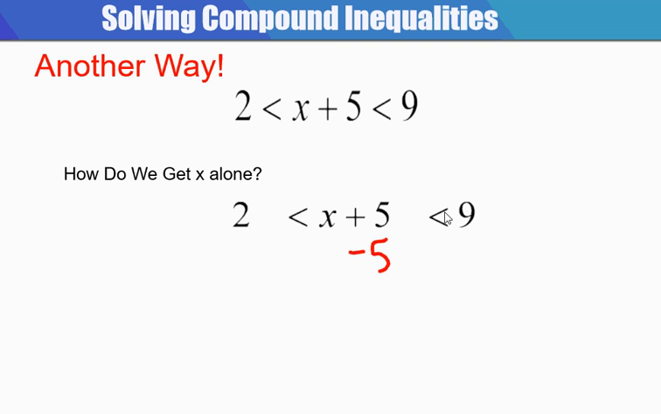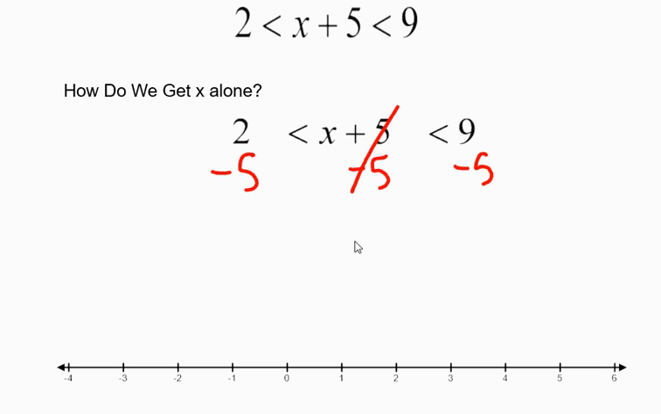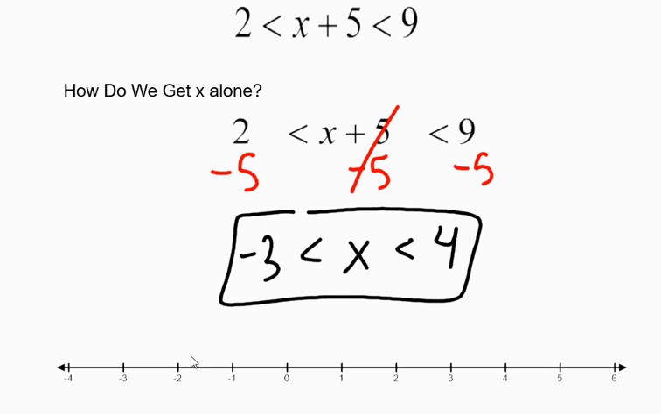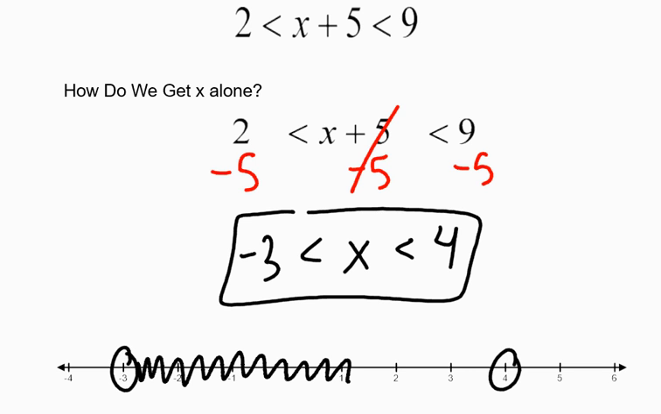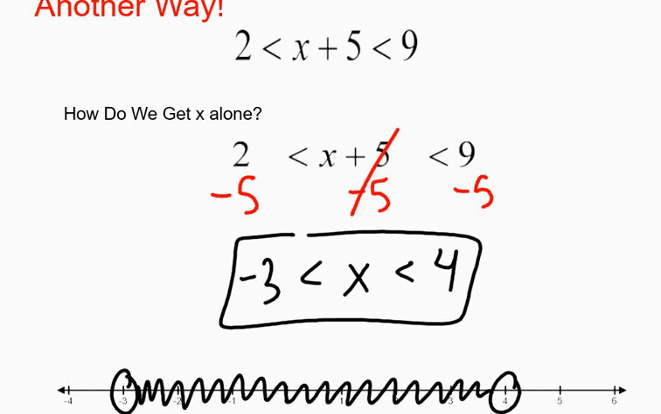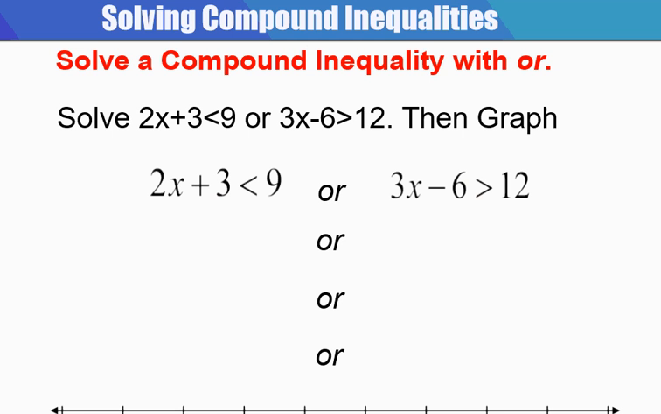So if I do it to the middle, I have to do it to the outsides, both sides of the outside. So if I subtract 5 from the middle, then I have only my variable terms in the middle, which is what I want. I end up with x in the middle. 9 minus 5 is 4. 2 minus 5 is negative 3, and voila, I get the exact same answer that I got before without having to split it into the two statements and then just put it back together anyway. So the quicker way to solve an and statement is just to whatever you're doing to the middle, do to the outsides. It's the exact same algebra steps you use when solving an equation. And that's how you solve an and statement.